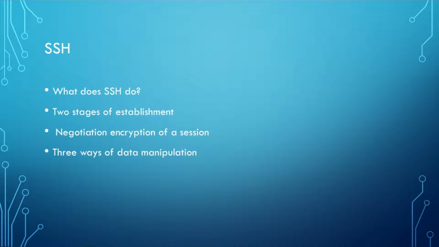Getting into the three ways of data manipulation, you have symmetrical encryption, asymmetrical encryption, and hashing. Symmetrical encryption is a type of encryption where one key can be used to encrypt messages to the opposite party, and also to decrypt the messages received from the other participant. This means anyone who holds the key can encrypt or decrypt messages to anyone else holding the key.